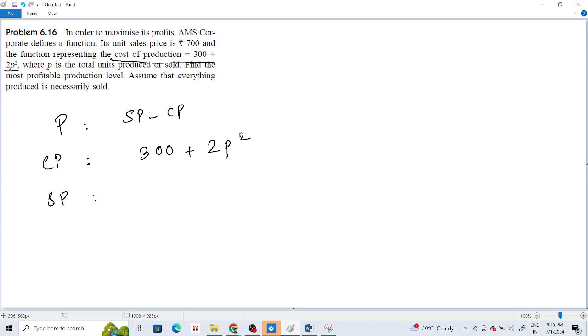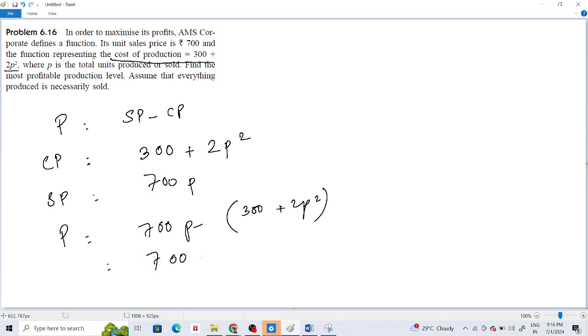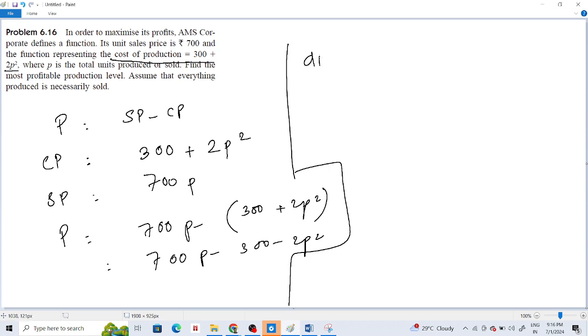Now what is the total SP? 700 is the cost of 1 unit. So 700 into P. So what is the profit function? The profit function is 700P minus 300 minus 2P square. Now in order to maximize profit, I need to differentiate profit.